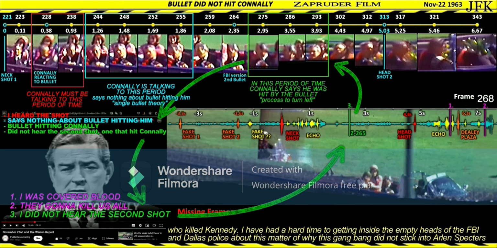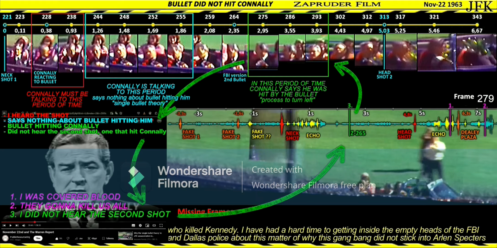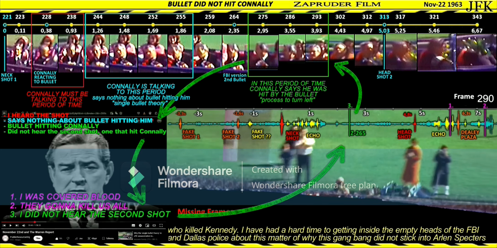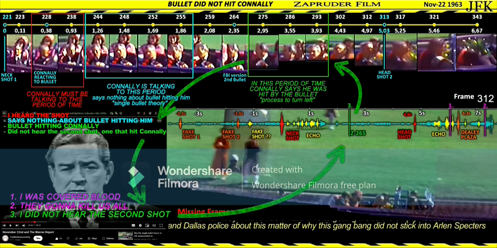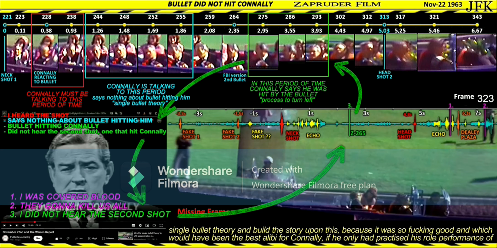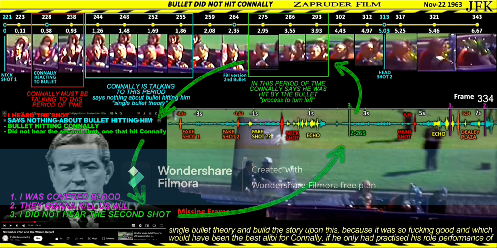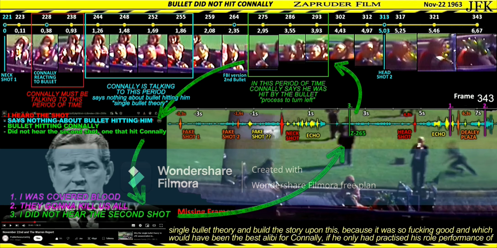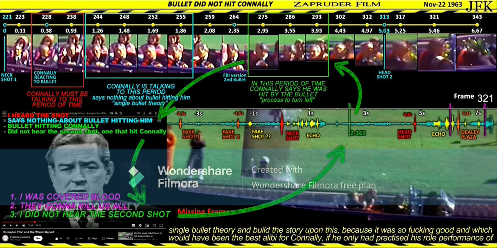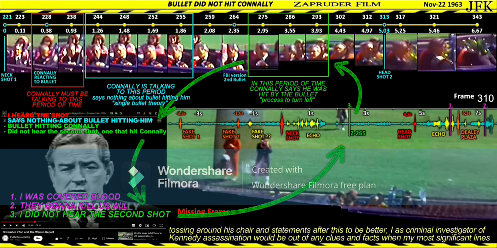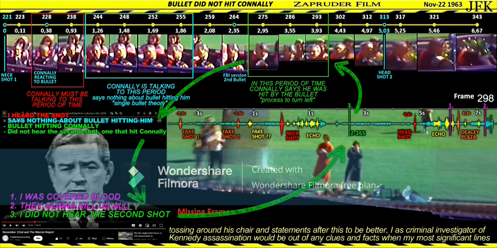I have had a hard time getting inside the empty heads of the FBI and Dallas police about why this gang did not stick to the single bullet theory and build the story upon this, because it was so good and would have been the best alibi for Connolly, if he only had practiced his role performance of tossing around his chair and statements after this to be better.